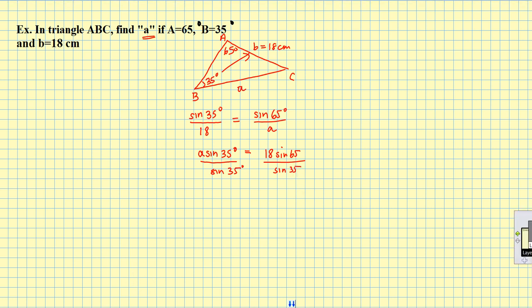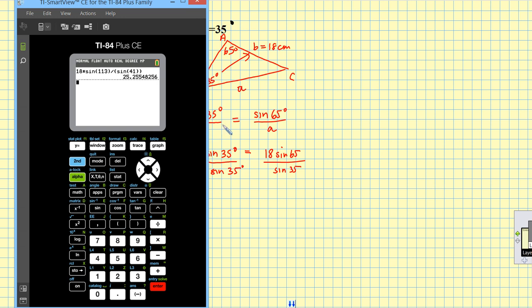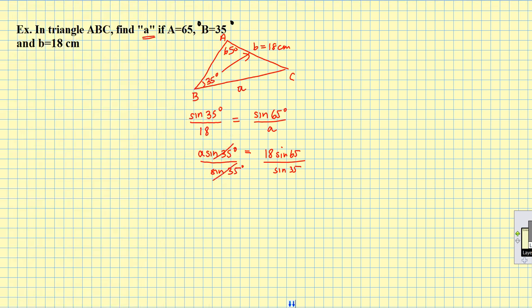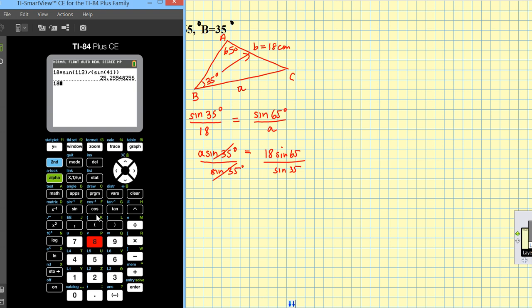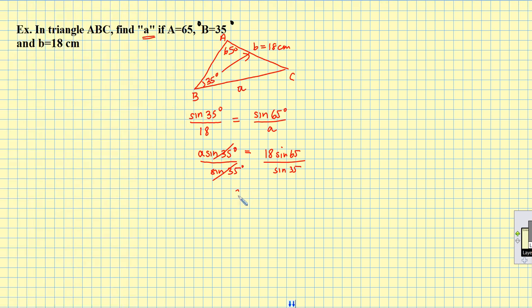And using, again, my calculator, this would get canceled out. I would say 18 times the sine of 65, close the parentheses, divided by the sine of 35, close the parentheses, enter, and I end up getting 28.44, so that A is equal to 28.44. It would be to three significant figures, so it would go to 28.4 centimeters. Okay, so that's a situation where I would look for the length of sides.